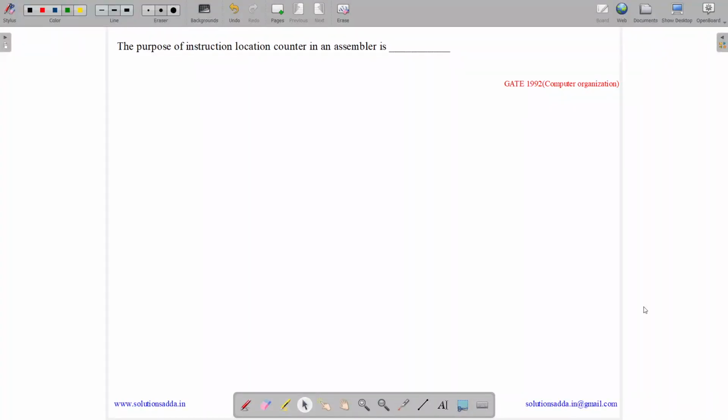This question belongs to the computer organization subject and was asked in GATE CSE 1992. So the question states, the purpose of the instruction location counter in an assembler is.